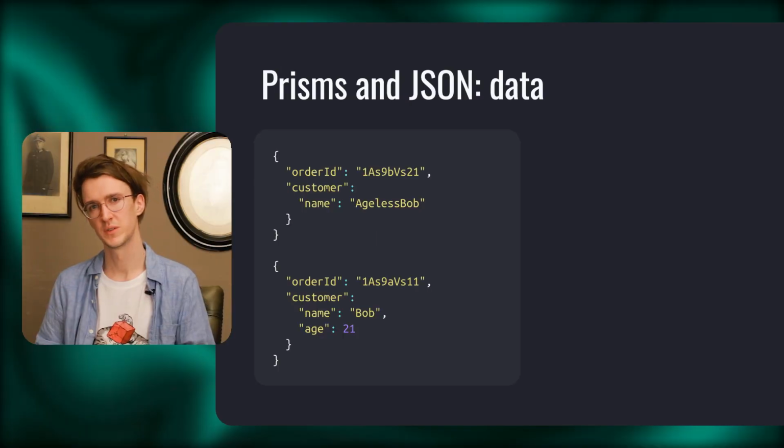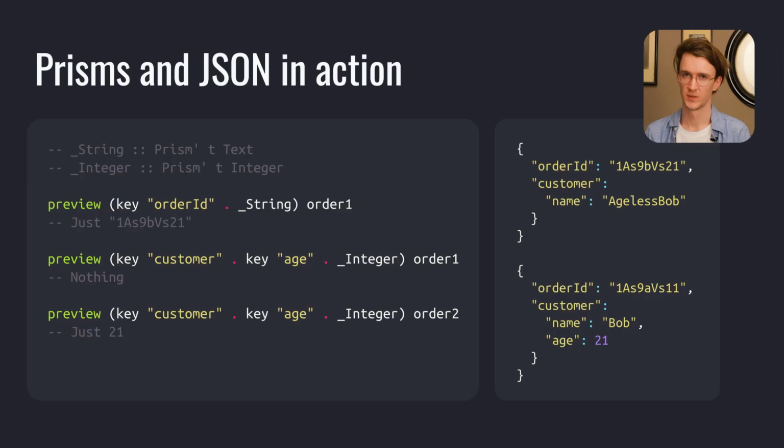Let's see how we can use prism to work with data that may or may not be there. Imagine we have to shuffle a couple of JSONs. We can use prism to extract the value of JSON fields that may or may not be there. For example, we can use string and int prisms to try and extract a string or int.